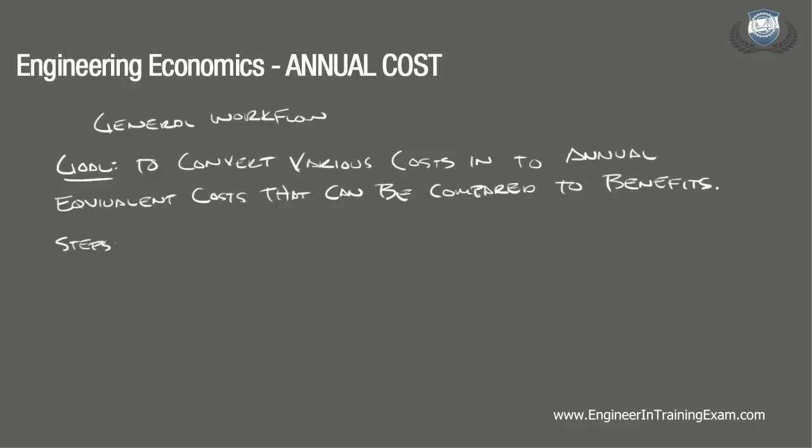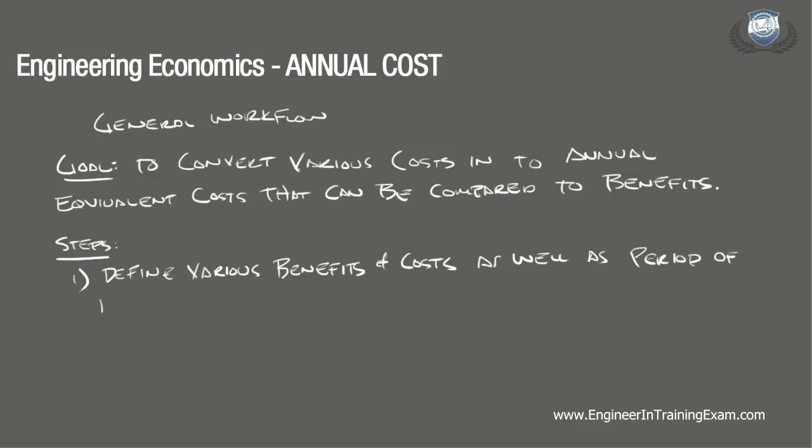The general workflow is the same regardless of whether it is a single or a multiple alternative problem. The steps are as follows. Number 1, define the various benefits and costs identified for the alternative and the period of the entire investment. Number 2, determine the desired rate of return or interest rate.